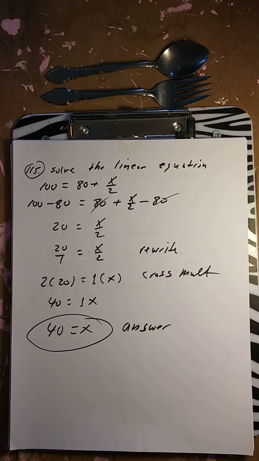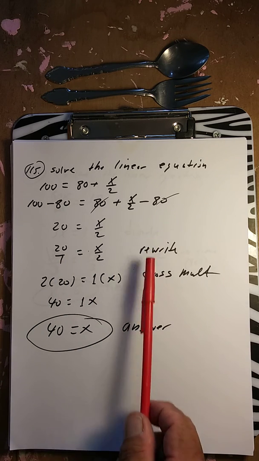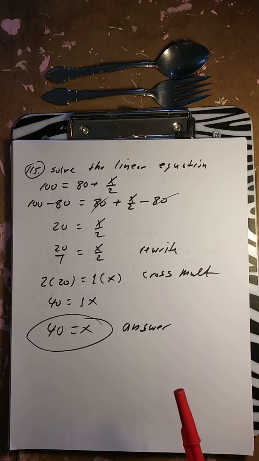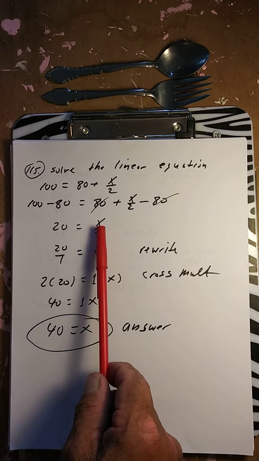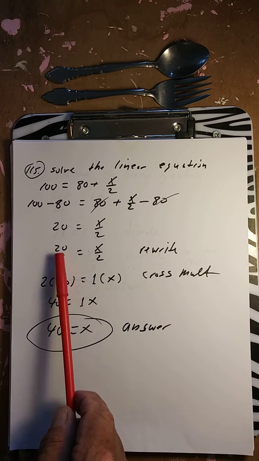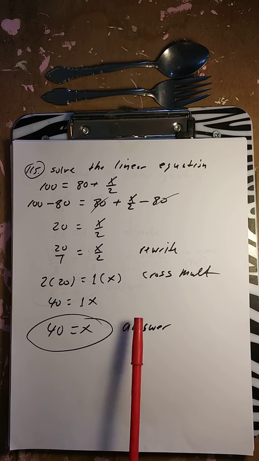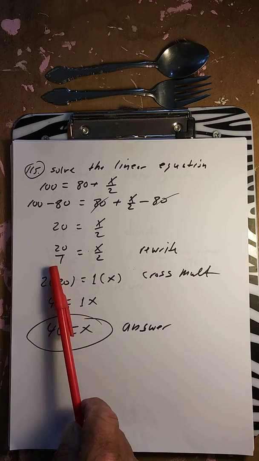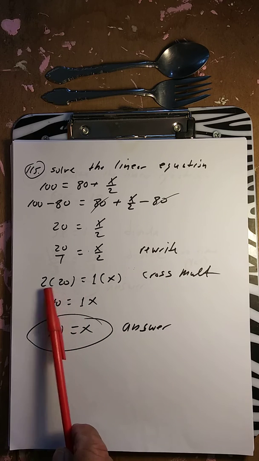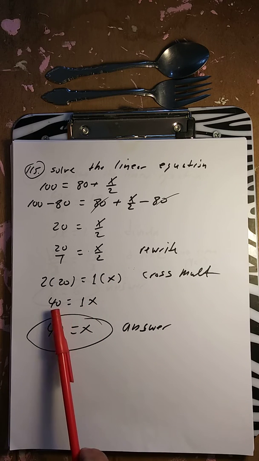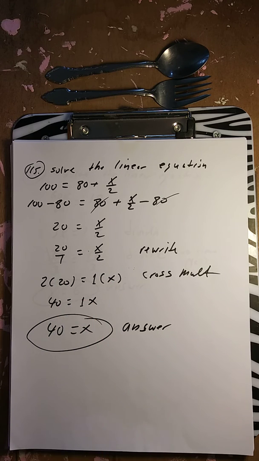Solve the linear equation, 100 equals 80 plus x over 2. So I'm going to go minus 80 both sides. So now what's going to happen? We're going to have 20 equals x over 2. Rewrite this as 20 over 1, x over 2, and do a cross multiply. 2 times 20 is 40, 1 times x is 1x, so 40 equals x.